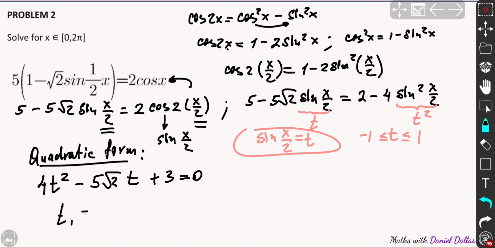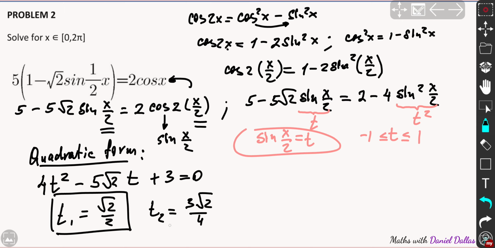So t1 is simply square root of 2 over 2. So what about t2? Use your calculator if you like. 3 square root of 2 over 4. So which works? Obviously, only this works, because that exceeds 1 and means it doesn't work. Alright, due to our limitations.